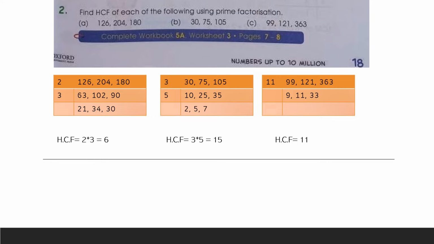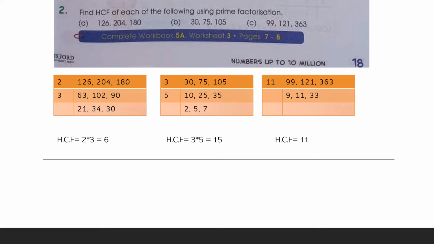In this question, we have to again find out the HCF of the set of numbers using prime factorization, but now we have 3 numbers rather than 2 numbers. So the best possible method to solve this kind of question is method 2, in which we put 3 numbers together and then start dividing them with the lowest possible number. So the first set of numbers is 126, 204 and 180.